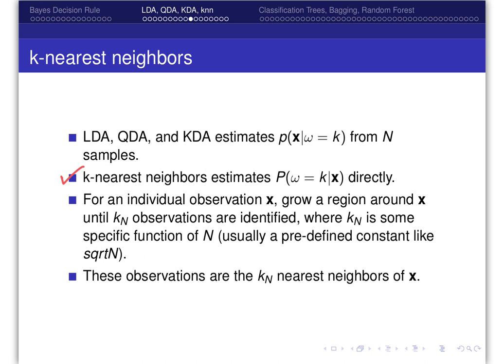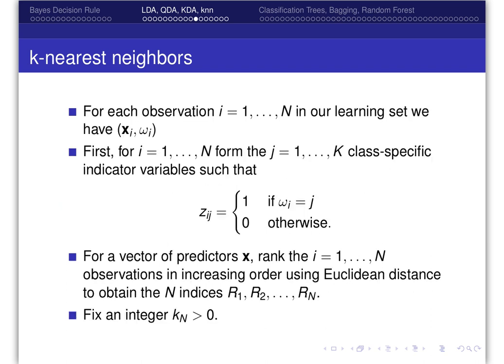On the other hand, K nearest neighbors does not attempt to estimate the class conditional densities, but rather estimates the posterior probabilities directly. Thinking about an individual observation, we grow a region about that observation until k sub n observations are identified, where k sub n is some specific function of n, our sample size, which is usually some predefined constant, such as the square root of n.